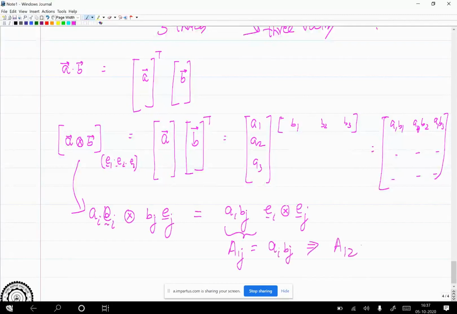What does this mean? What is A12? That is A1B2. And look at this here, A12, first row, second column. This is indeed A1B2, isn't it? Likewise, you can prove for all the components here. So bottom line, for tensor product of two vectors, when you want to represent it, take the column form of the two vectors and transpose the second one and then multiply. For a dot product, you have to transpose the first one, but for tensor product, you have to transpose the second one. Then only you can get a matrix.